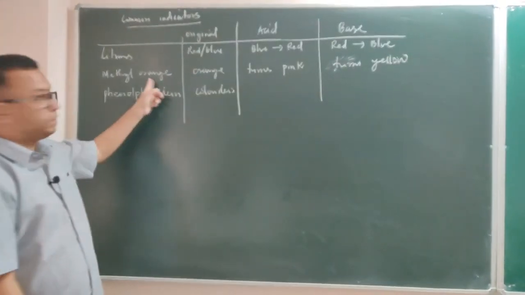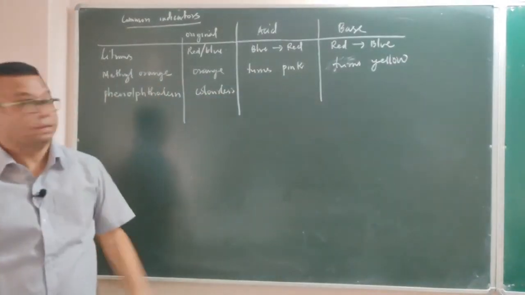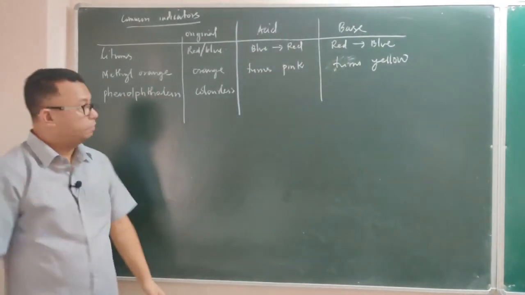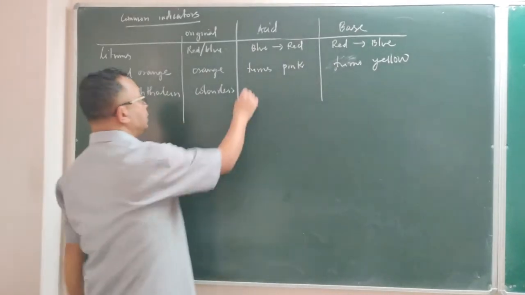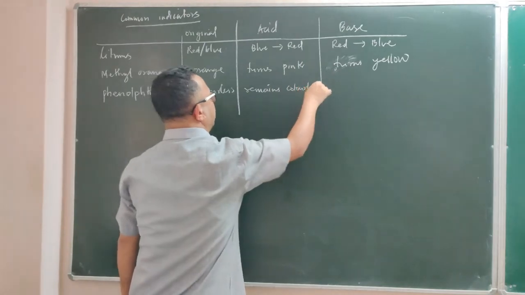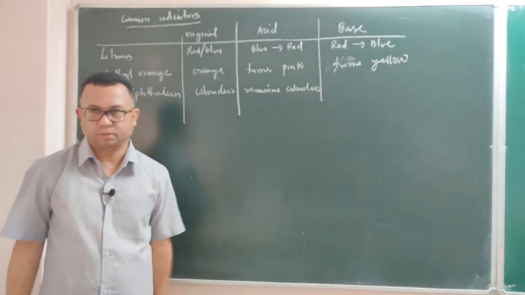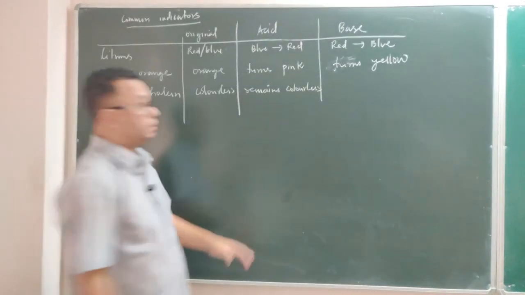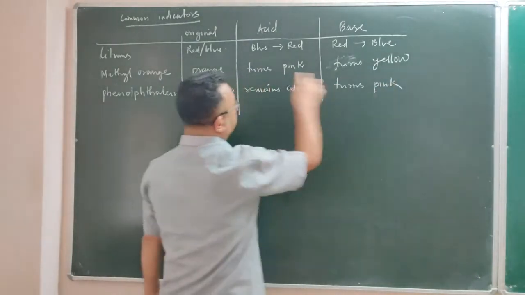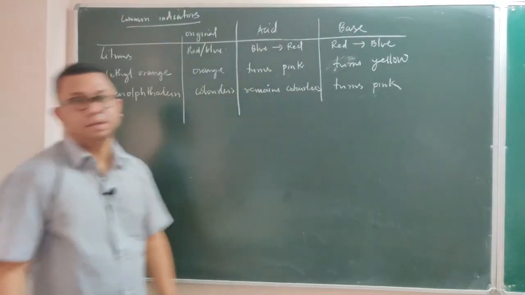So the orange color of methyl orange will turn to pink, but it turns yellow in base. So pink in acid, yellow in base. Phenolphthalein is colorless, so it remains colorless because there will be no change in color taking place in acid. So if you are adding phenolphthalein in acid, nothing happens. But phenolphthalein when added to base, it turns pink. So now, methyl orange is pink in acid, but phenolphthalein is pink in base.